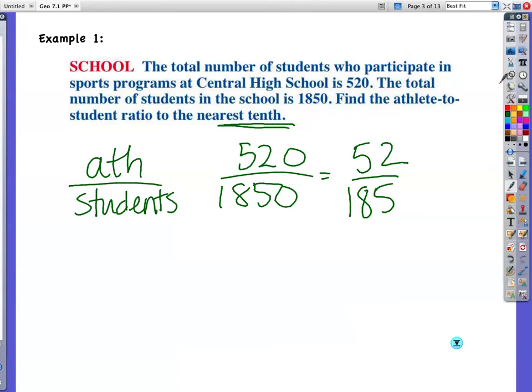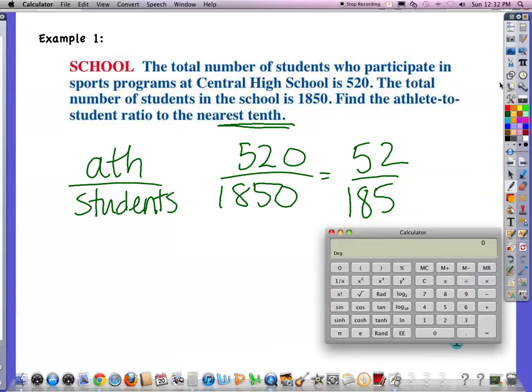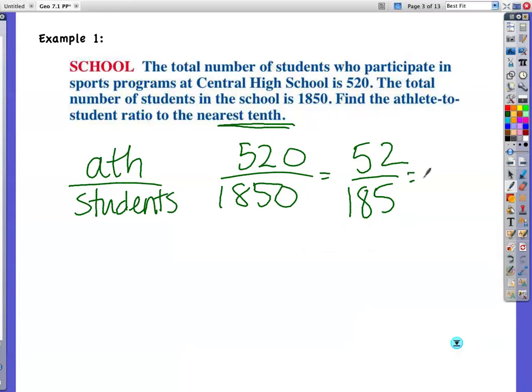So we are going to take 52 and divide it by 185, and we get 0.28. It says to the nearest tenth, so we're going to cross that out and actually make it 0.3. And that should be your answer. So kind of watch your instructions. Make sure you know what they want. Do they want that ratio in simplest form? Do they want a decimal?